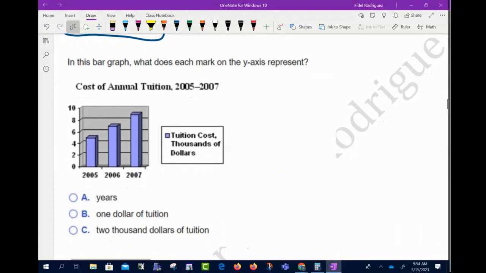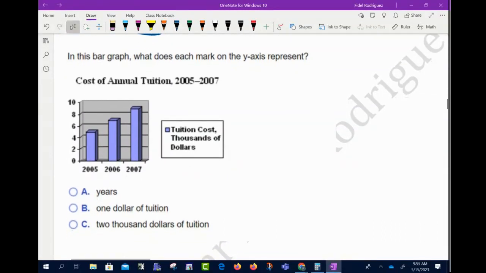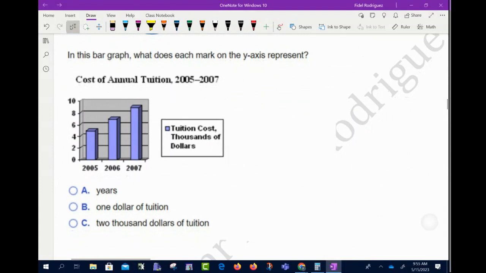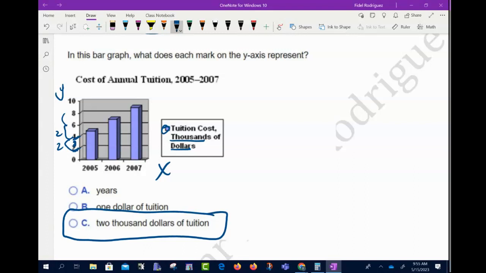In this bar graph, what does each mark on the y-axis represent? Okay, so look, y'all, this is always going to be the x-axis. The one going up and down is going to be the y-axis. Look what each little box represents. Tuition costs, and how many dollars? They're asking us each mark. That mark means what? $2,000? This one means four. But what's the difference between those two? If I'm going from two to four, to six, to eight, they're all going up by how much? By $2,000 of tuition. That's all they're asking me to do there.